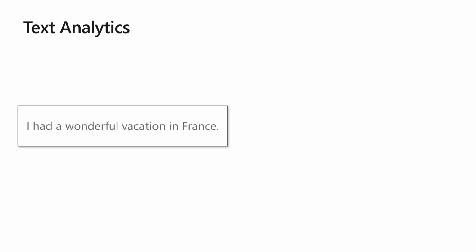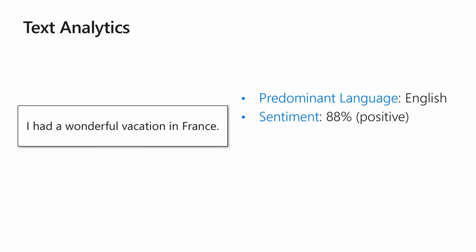So for example, if I have some text like I had a wonderful vacation in France, and I might want to do some analysis of that text, I could use text analytics to, first of all, detect the predominant language, and in this case the predominant language of that text is English. I can detect the sentiment, and in this case that's a fairly positive phrase. I had a wonderful vacation in France. So we get some sort of score, a score between 0 and 1 that indicates how positive or negative that text is.